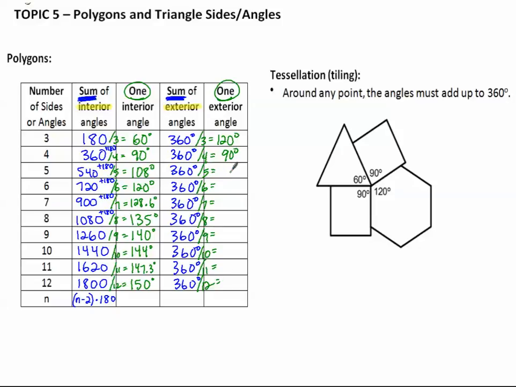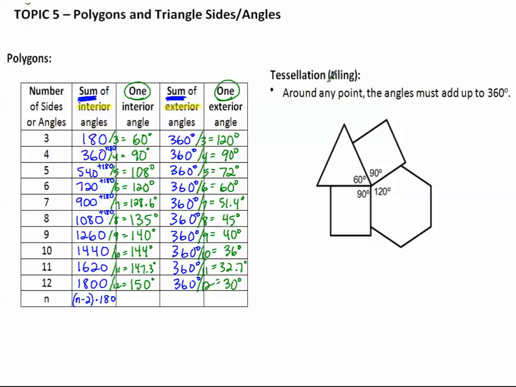Also, that exterior angle adds with the interior angle to make 180. So that's a way to check that we've done it correctly, and you can complete this list on your own. So you write this on your paper, and now you have a quick reference guide so you don't have to do the work every time.